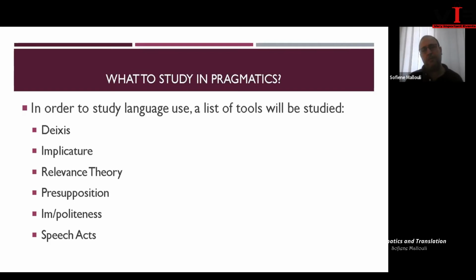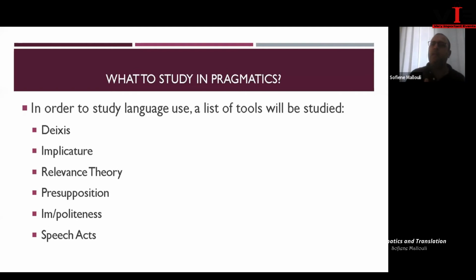Here is a preliminary list. People who work in the area of pragmatics deploy some of these tools, like deixis, like implicature, like relevance theory, like presupposition, like politeness and impoliteness, like speech acts. All of these are analytical tools used by people working in pragmatics to try to identify the speaker's intentions and the speaker's invisible meaning. Because as some scholars said, in general, language betrays its speaker. Even if we try to hide, there are some important aspects in what we say that can be detected via these tools.